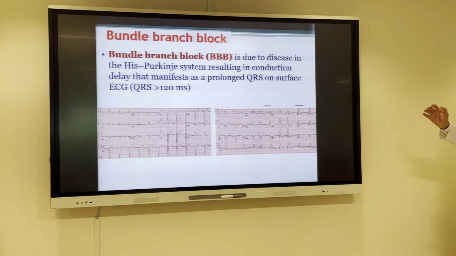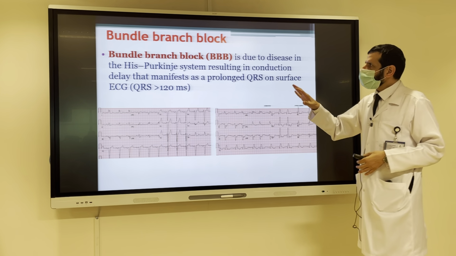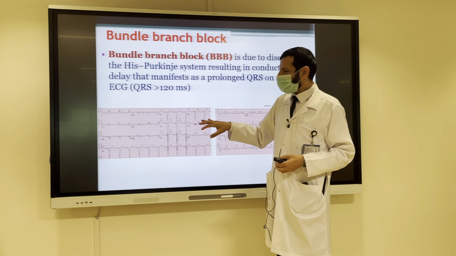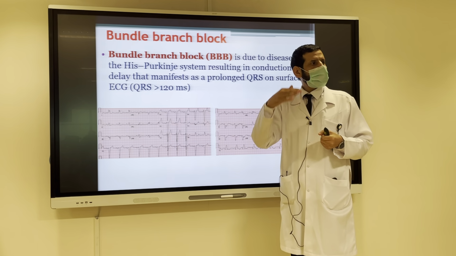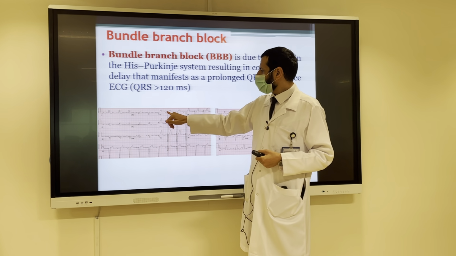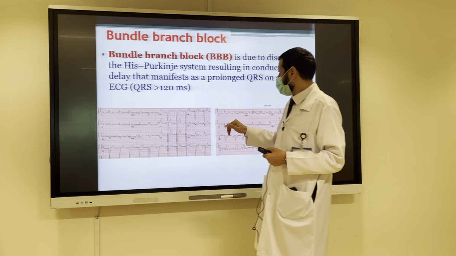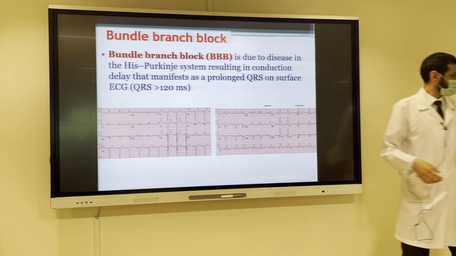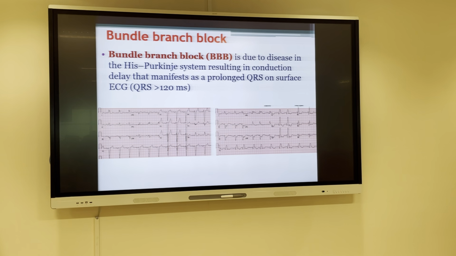Now, bundle branch block. Recognizing bundle branch blocks on ECG is important because of some changes that you have to differentiate from ischemic heart disease and from other problems. So, is this left bundle or right bundle? This is left bundle branch block. Why?